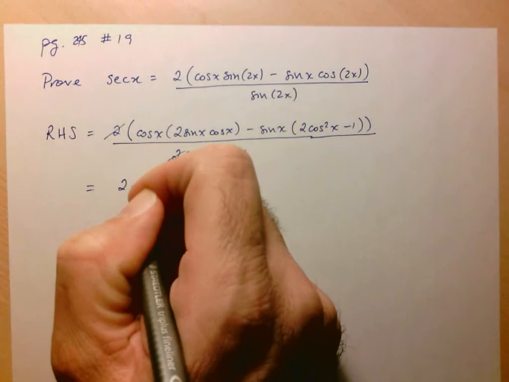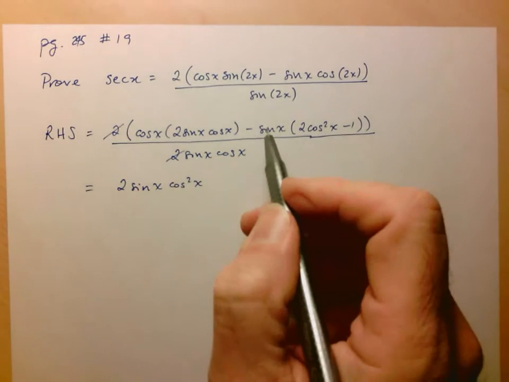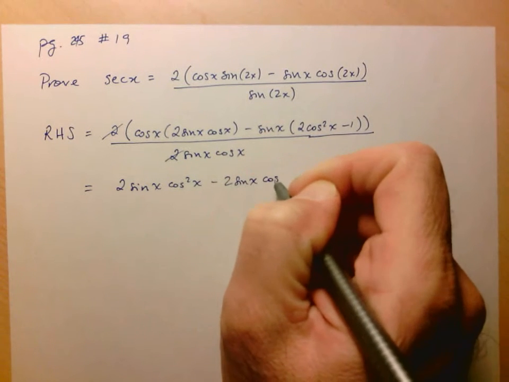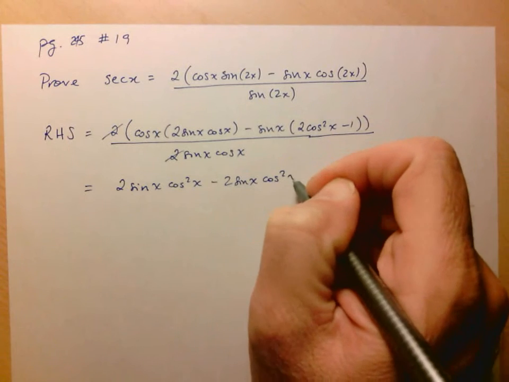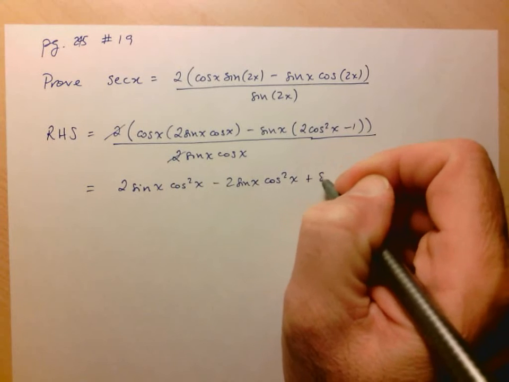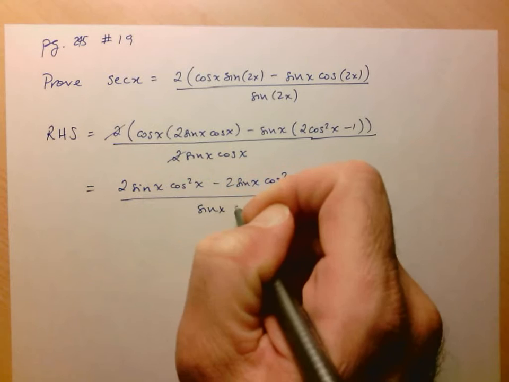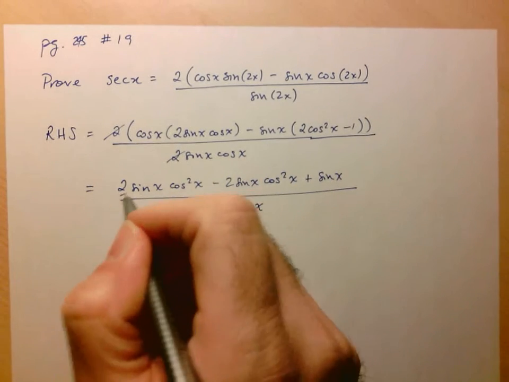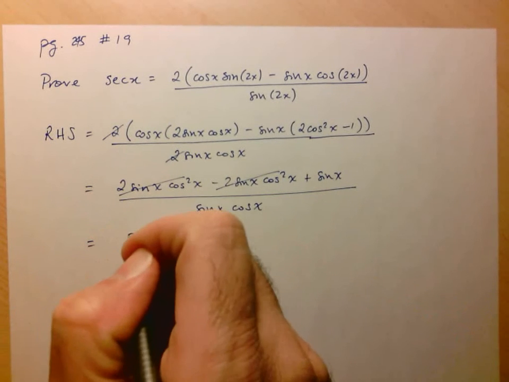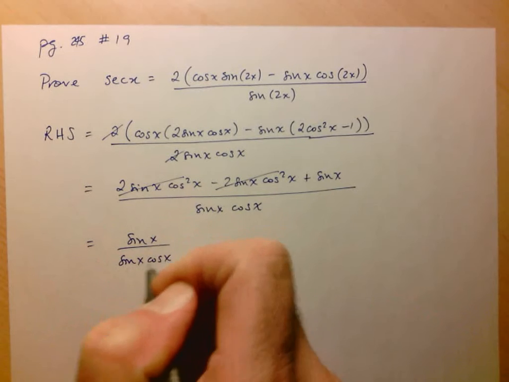Here we've got 2 sine x cos squared x. Here we've got minus 2 sine x cos squared x, so that's very nice. And here we've got negative sine x times negative 1, so that's plus sine x, all over sine x cos x. These two terms just subtract to 0, so we're left with sine x over sine x cos x.